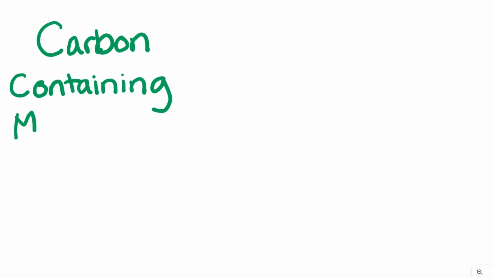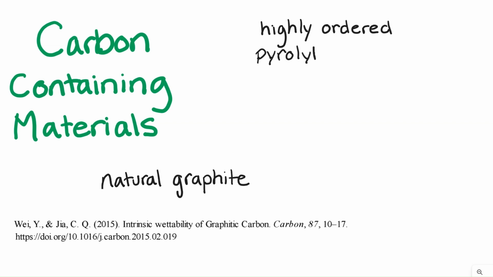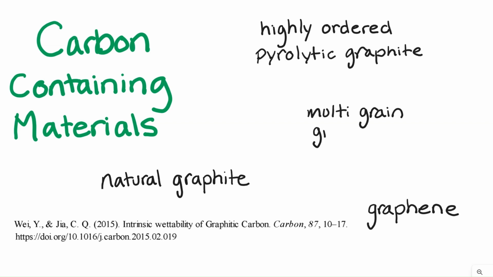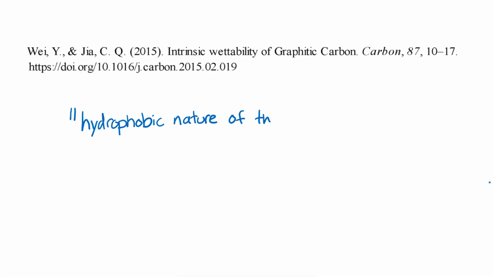2 studies in particular focus on carbon-containing materials. This study uses natural graphite, highly ordered pyrolytic graphite, graphene, and multigrain graphite. Another study uses epitaxial graphene grown on the surface of the wafer. This is because carbon-containing materials are naturally hydrophobic.